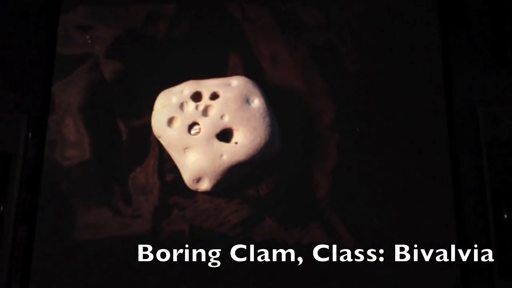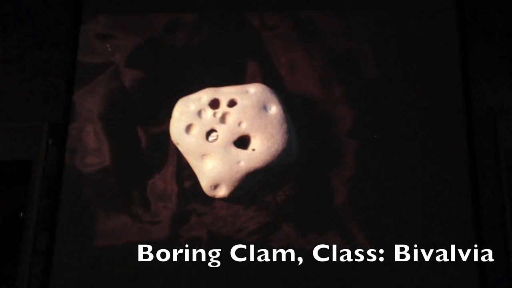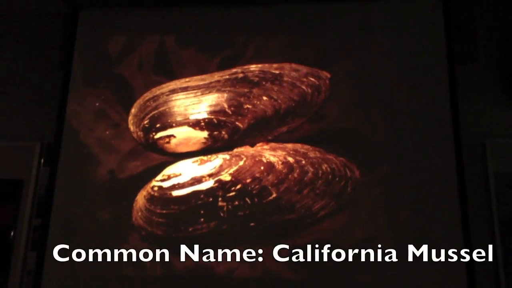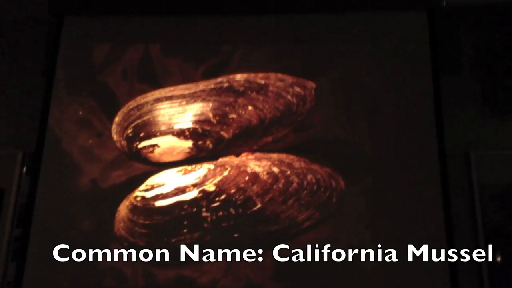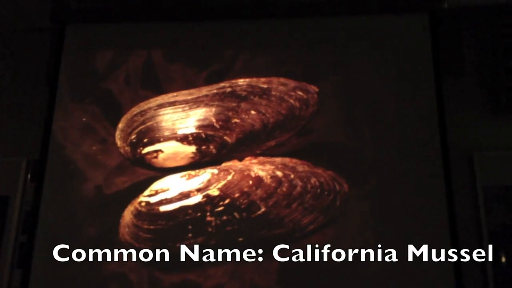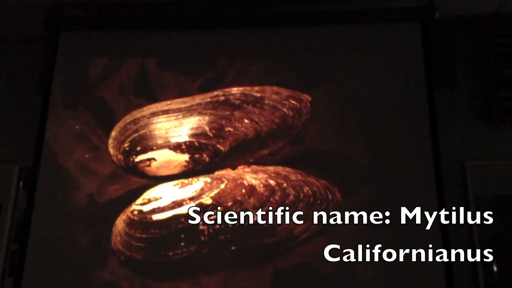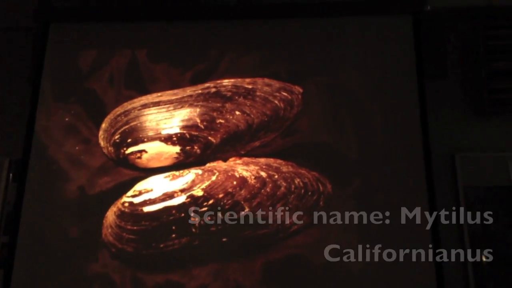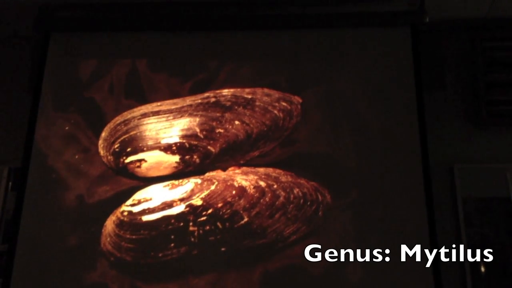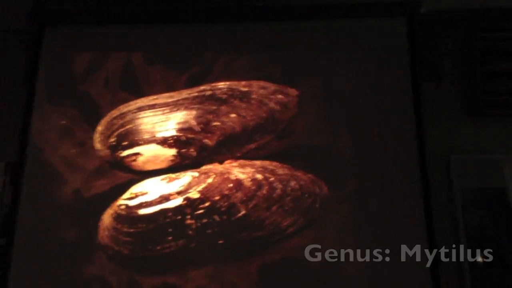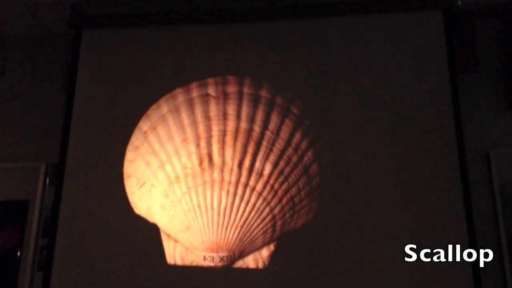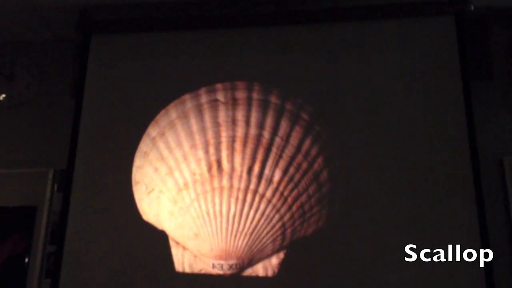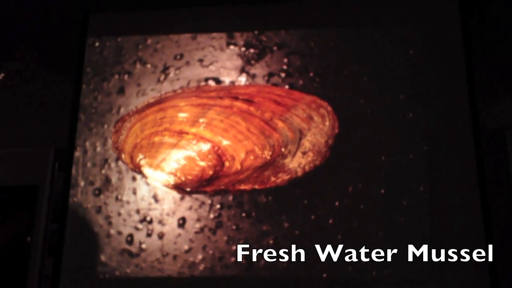This one? Yeah, it's obviously a rock with the animal in the hole. Boring clam. This one, I think it had a genus on it. Common name of this is what though? Just common name? It's California mussel. Mytilus californianus is the scientific name. What's that? Scallop. This is your freshwater mussel.